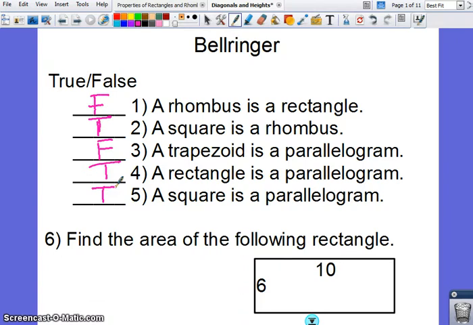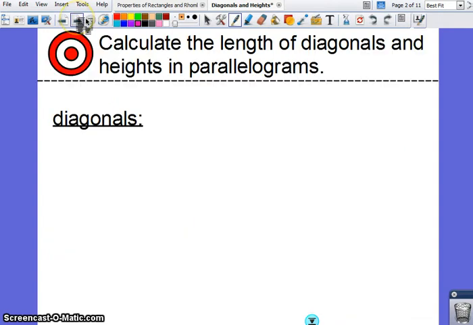To find area, just remember that area is base times height. So in this case, it is 6 times 10, which is 60. And that'll come into play later in this lesson, which is all about figuring out, can I calculate the length of a diagonal, which I'll tell you what that is, and can we calculate heights in parallelograms so that we can find their areas. Okay.